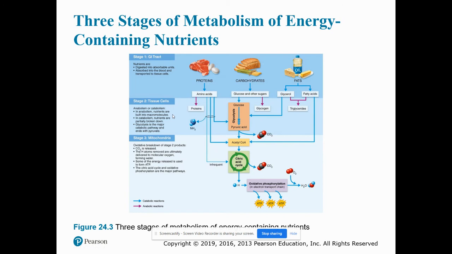If we're building, nutrients may be built into macromolecules. If we're breaking down, they may be partially broken down. And then in glycolysis, that would be catabolism, or the breaking down part. And this is a major catabolic pathway, and it ends with pyruvate. And then finally, we have stage 3, which is in the mitochondria. And this is the oxidative breakdown of stage 2 products. Carbon dioxide is released, and some ATP is formed. We also end up forming water.